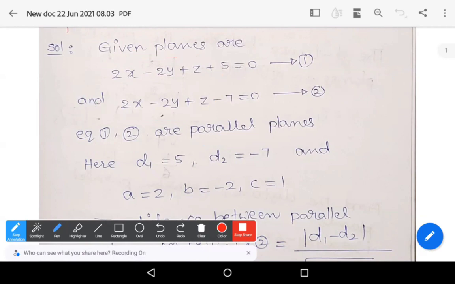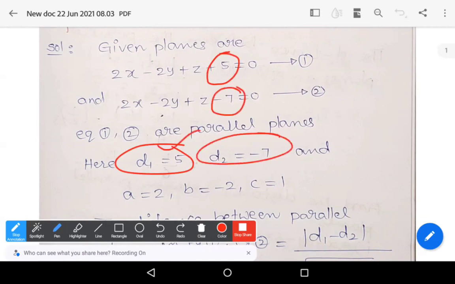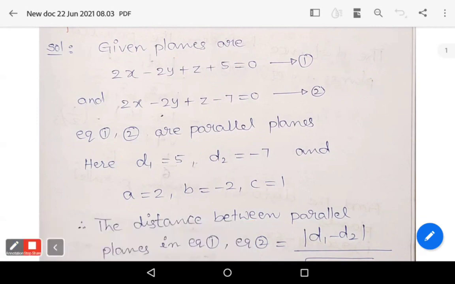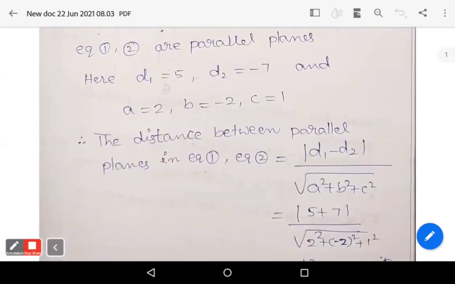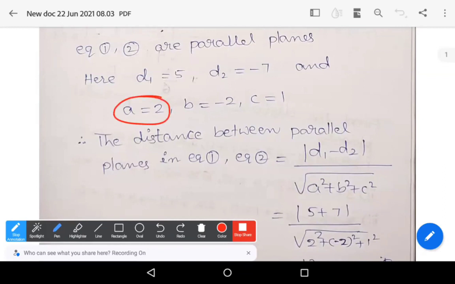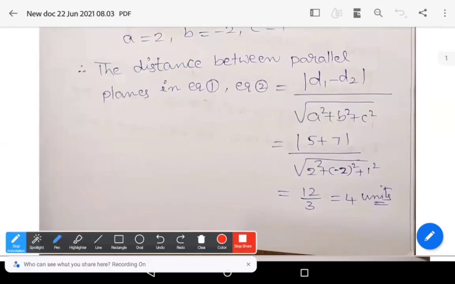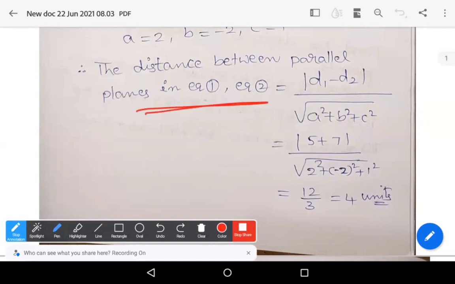From these two equations, what is D1? Here D1 is plus 5 and D2 is minus 7. What are A, B, C? They are nothing but the coefficients of x, y, z: A = 2, B = -2, C = 1. The distance between the parallel planes in equation 1 and equation 2 is mod D1 minus D2 divided by square root of A square plus B square plus C square.